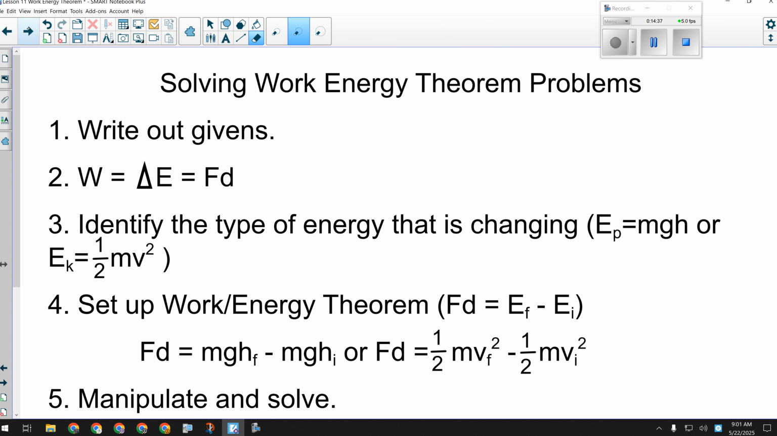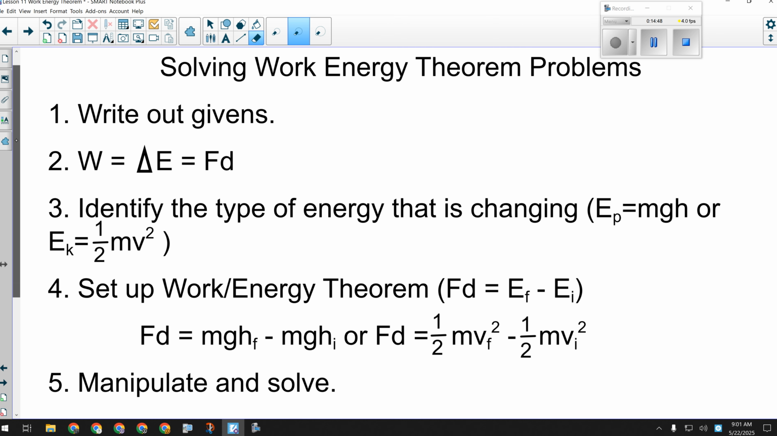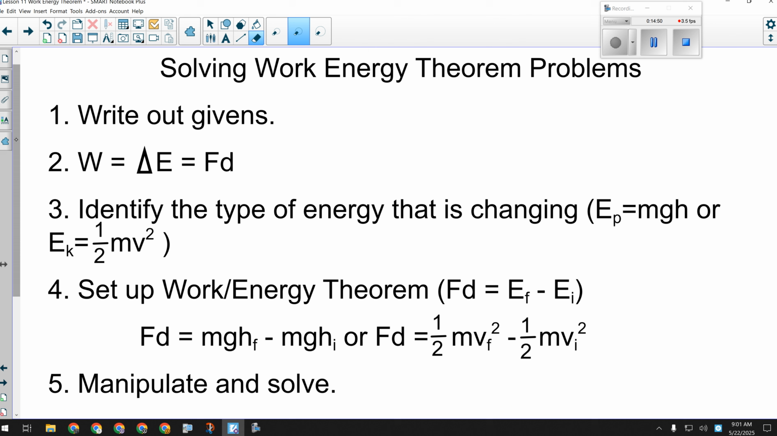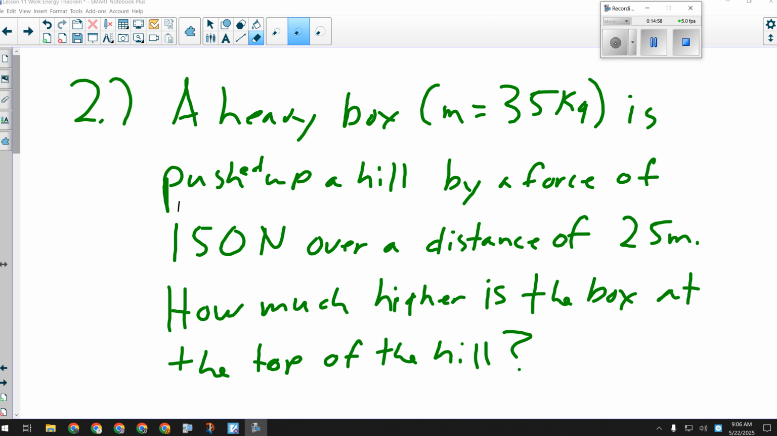All right, so here's what I would like you guys to do. I want you to write down the steps here for work energy theorem. Maybe make that a separate page. These are the steps for solving a work energy theorem problem, or the pattern that you want to follow when solving a work energy theorem problem. So I'll give you a few minutes to copy that. We haven't done one like this for a little while, so I'd like you to copy this one down and give it a try.